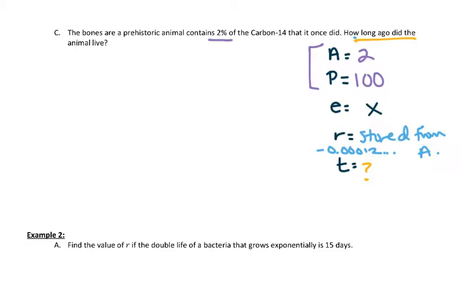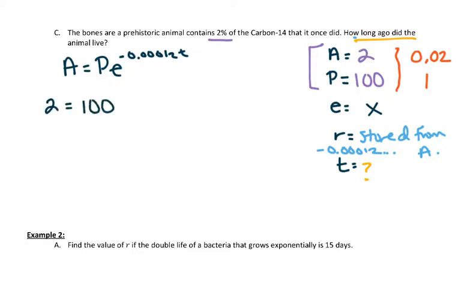If you wanted to, you could alternately use the number 1 here, then you would use 0.02 here. It does not matter. All right, so here's our equation. We found that in A, and we used it in B, and now we're going to use it again in C. Now we can fill in everything that we already know. If I want to use the 2 and the 100, I can do that. E to the power of negative 0.00012.